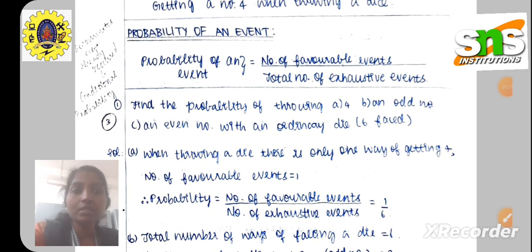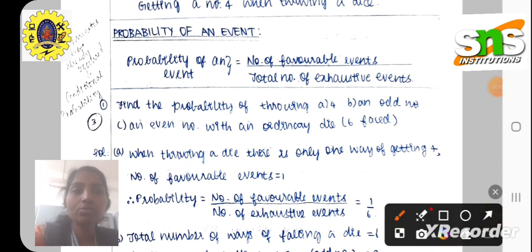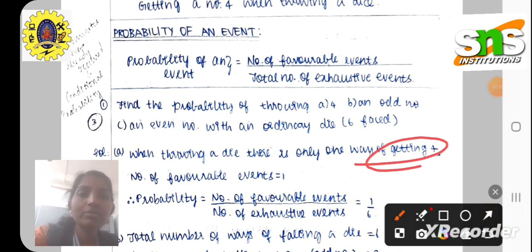As we have discussed in the previous class, we have given the definitions for exhaustive events and the favorable events also. First, we are going to find the probability of throwing a number 4, an odd number, and an even number with an ordinary die which is 6-faced. So first question is, you are going to get a number 4. This is what your question is. So what is our favorable event? Getting 4 is our favorable event when throwing an ordinary 6-faced die.